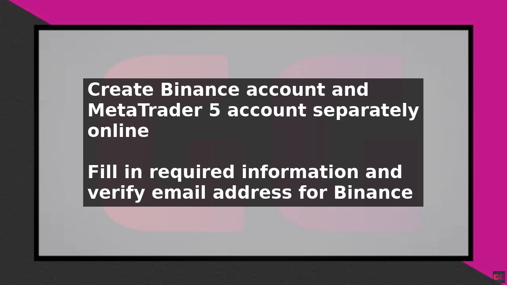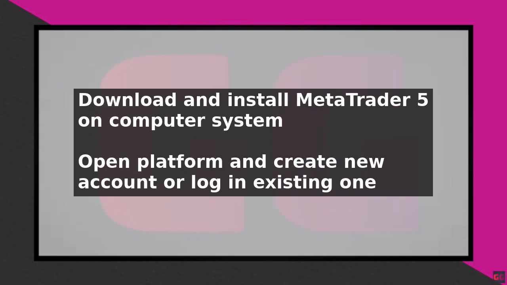Next, download and install MetaTrader 5 on your computer. Once installed, open the platform and create a new account or log in to an existing one. In MetaTrader 5, navigate to the Settings section and select the option to connect to a broker. Choose Binance as your broker and enter your Binance API key and secret key.